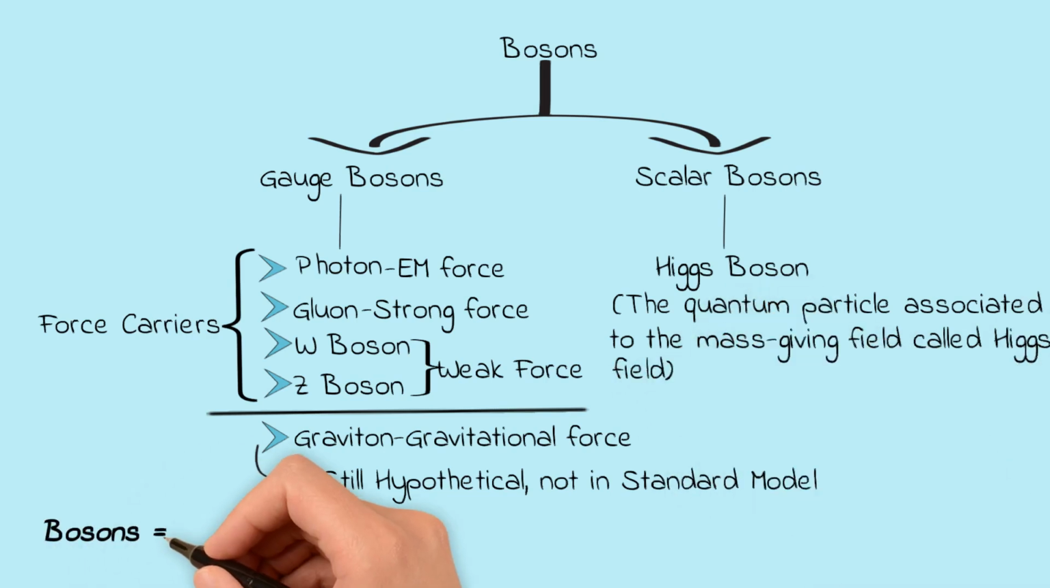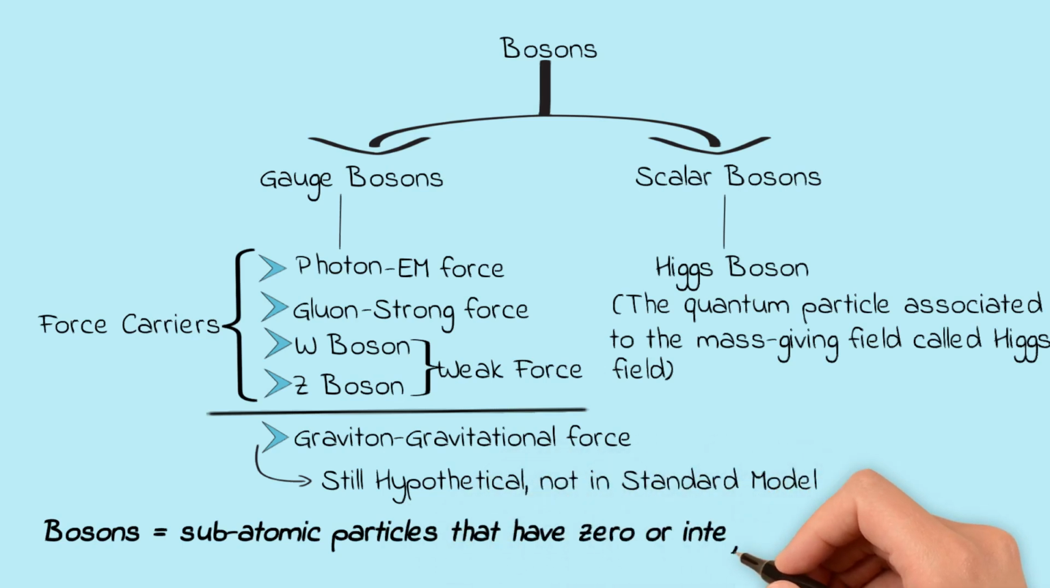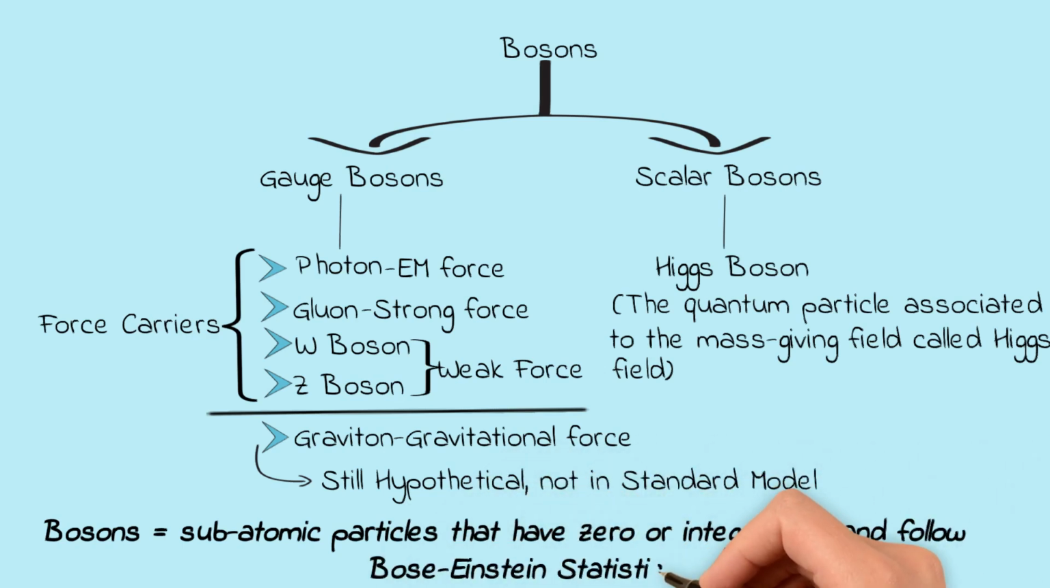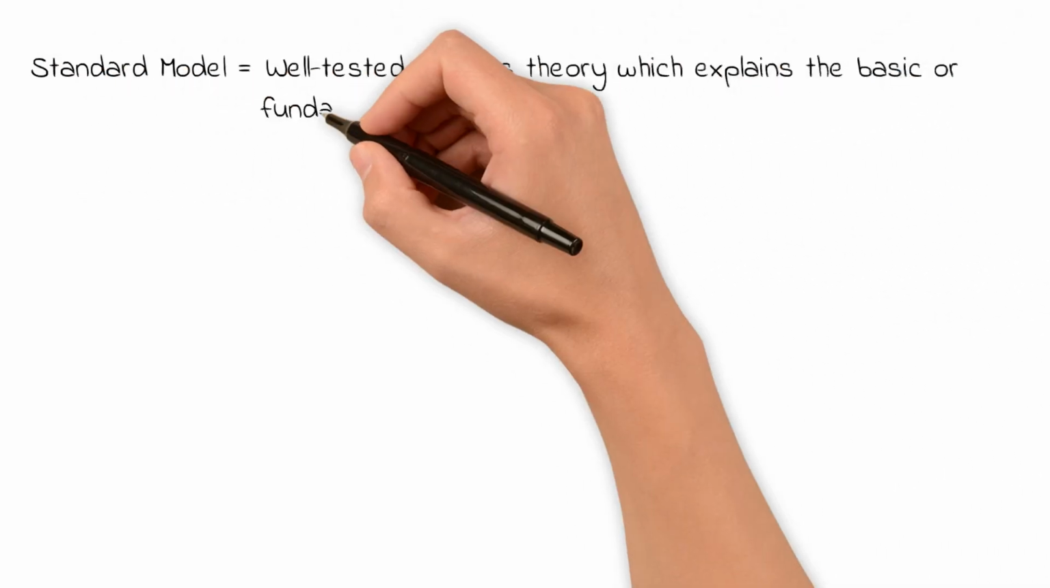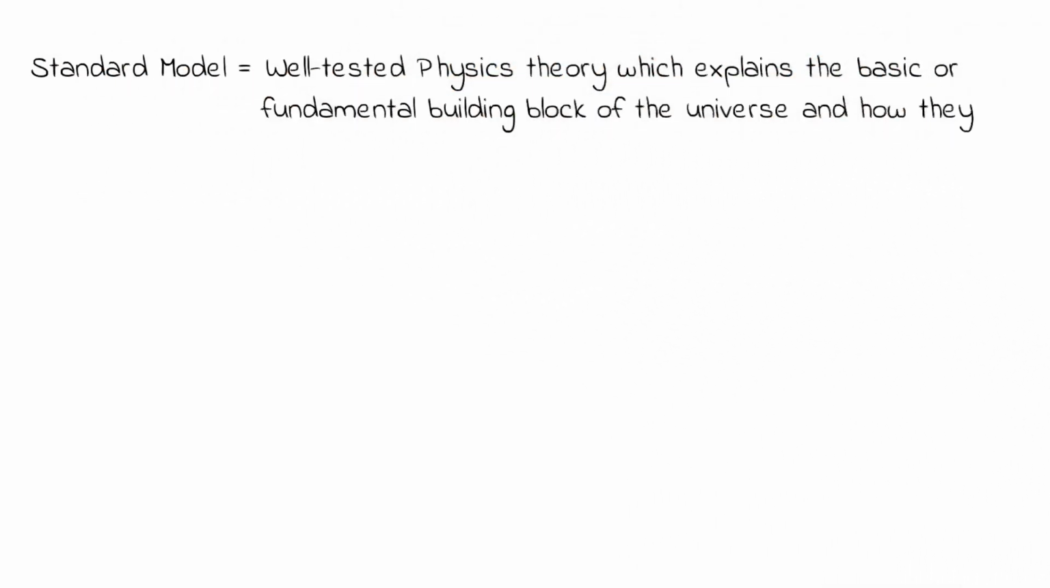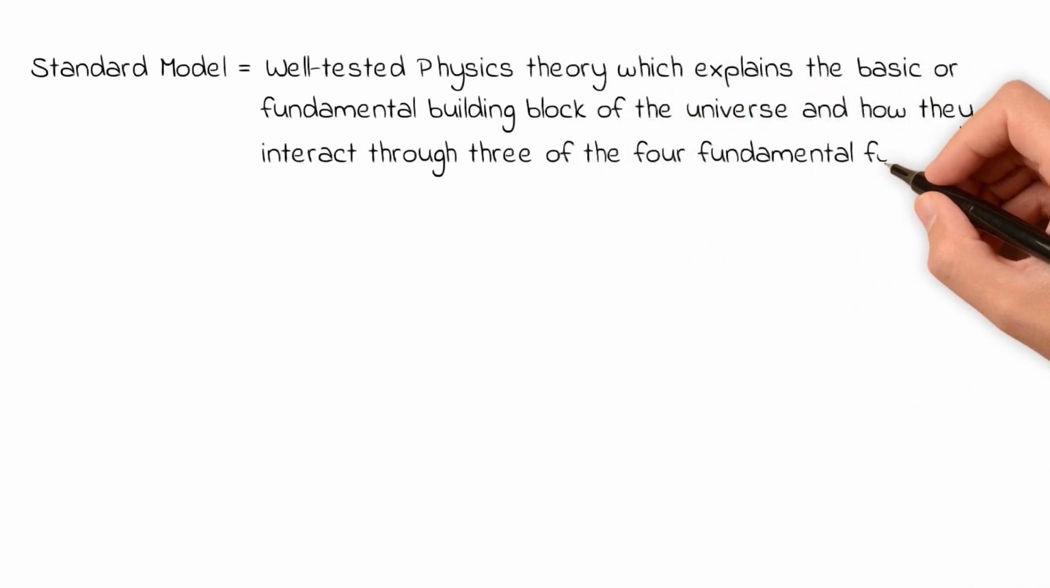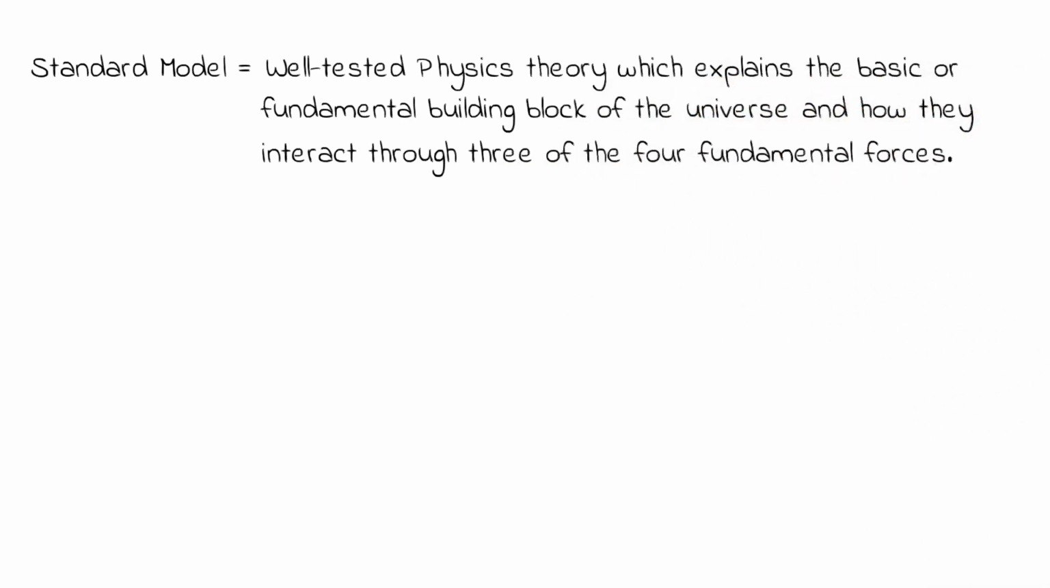Just as we defined fermions, bosons are subatomic particles that have zero or integer spin and follow Bose-Einstein statistics. And you can see from here that the name boson comes from the name of the scientist Bose. The model put in place to study these building blocks of matter and how they interact through the three forces, that is electromagnetic force, weak force, and strong force, is called the Standard Model.